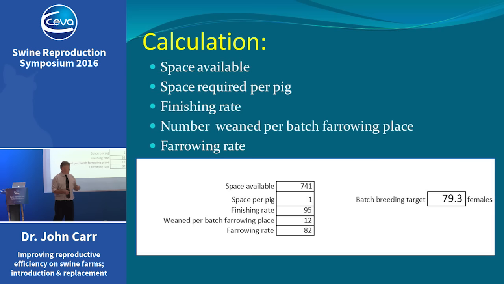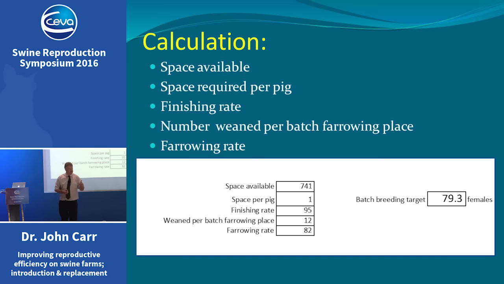Okay, so we put these numbers into the system. I'm weaning 12 per farrowing place because I bought into the Danish concept. I have a farrowing rate of 82. How many sows do I need to breed? 79.3 in order to fill that space. Fantastic. And you see this number in textbook after textbook after textbook. What's wrong with it?